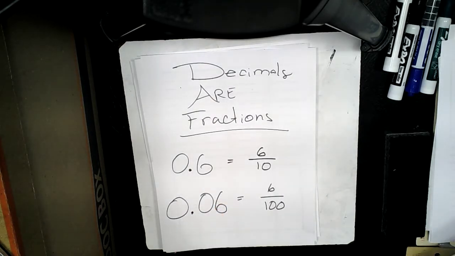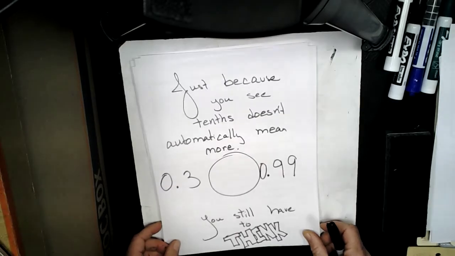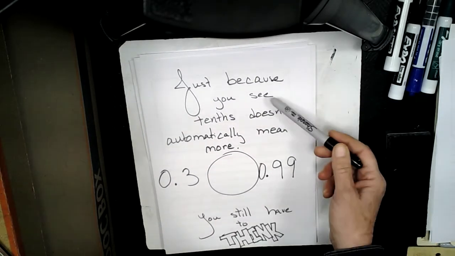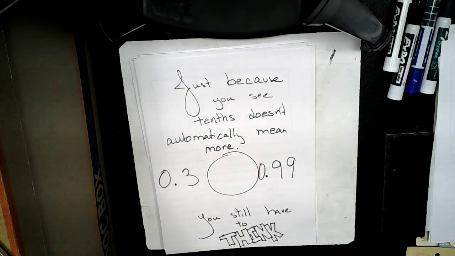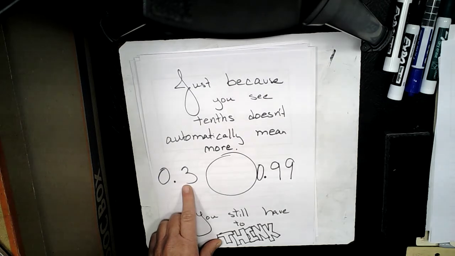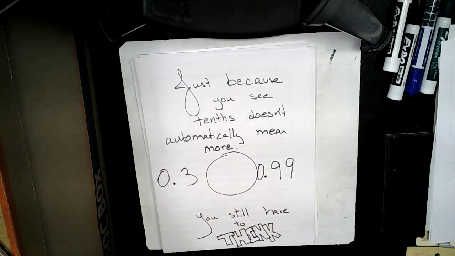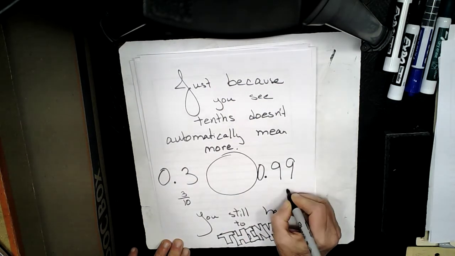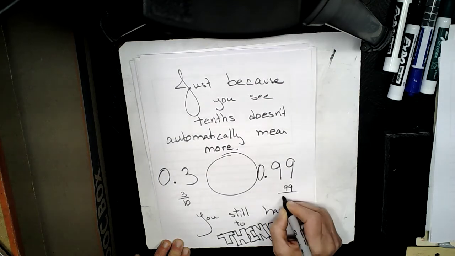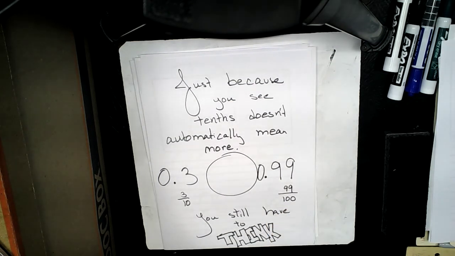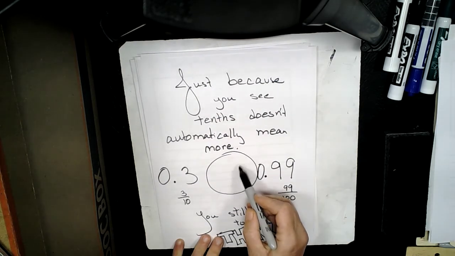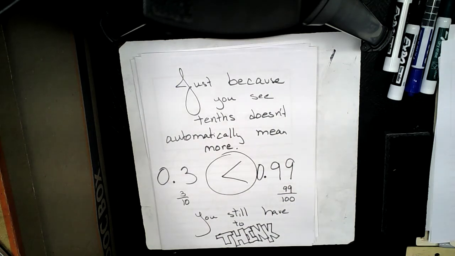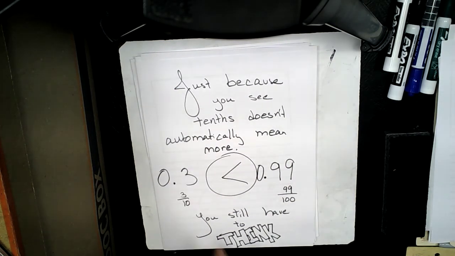However, students, just because you've memorized that rule doesn't mean you don't have to think. You still have to think. Just because you see tenths doesn't automatically mean more. You still have to think. Because is 3/10 more or 99/100? Remember, 3/10 is like this. 99/100 is like this. So you still have to think it over and make sure you know which one is worth more. In this case, it's 99/100ths because that's almost the whole, and 3/10 is only a part of it.